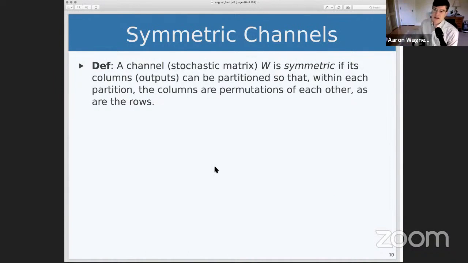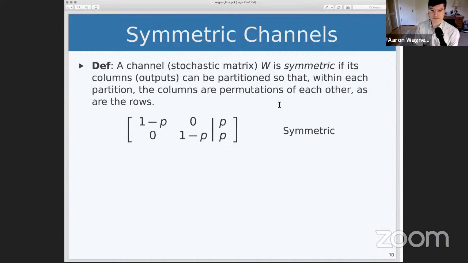So this is the standard definition of symmetric channels. It's from Cover and Thomas, or it's the one used in Cover and Thomas anyway. Define a channel to be symmetric if, when you view it as a stochastic matrix, you can partition the columns, namely the outputs, in such a way that within each partition, the columns and the rows are all permutations of each other. So here's the BEC as a matrix, right?